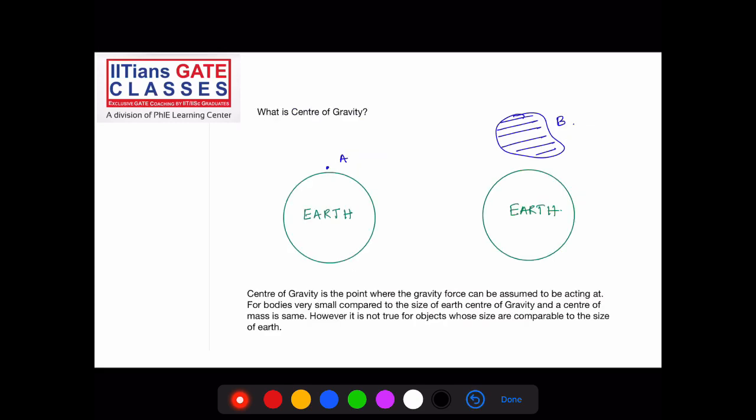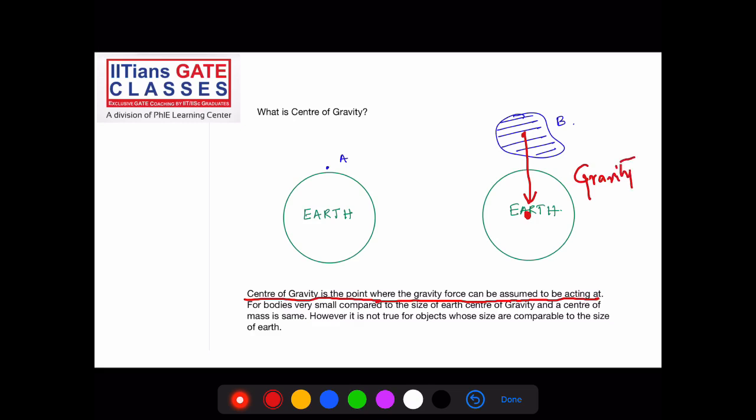Okay, let us see what exactly is center of gravity. Center of gravity, as we know, is the point where the gravity force can be assumed to be acting at. We know that Earth pulls each and every body towards its center with force of gravity.